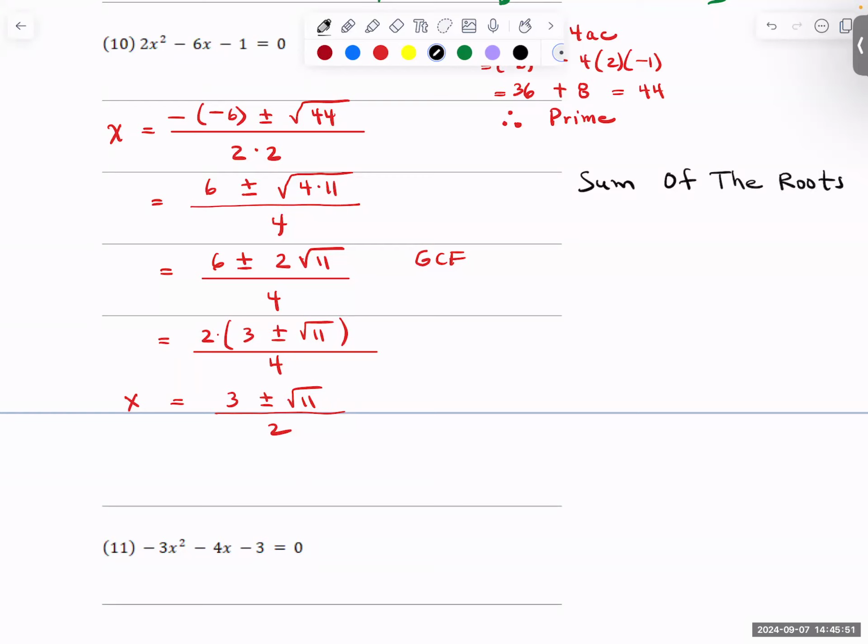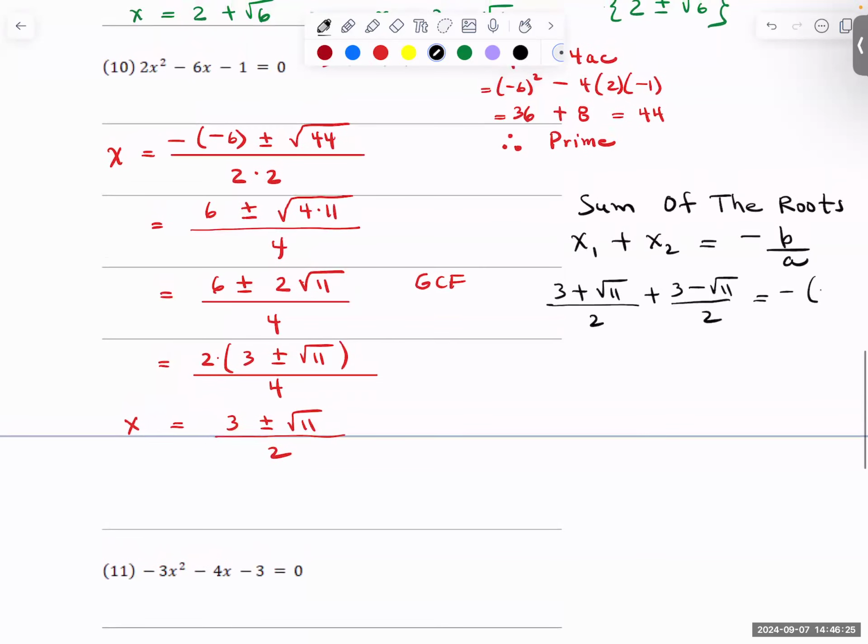In a quadratic equation, the sum of the roots, let's call them x sub 1 plus x sub 2, must equal negative b divided by a. So the two roots added together are (3 plus square root of 11) divided by 2, and (3 minus square root of 11) divided by 2 must equal the opposite of b, where b is negative 6, divided by a, which is 2.